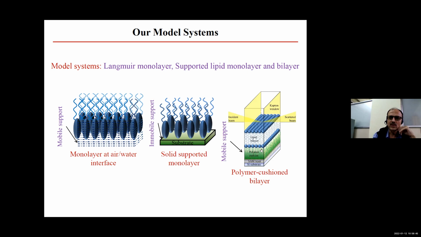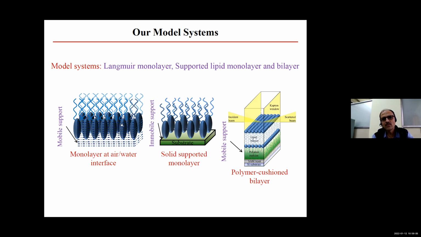Whereas if you deposit this thing on a polymer cushion, it's a soft target. So basically you can maintain some sort of flexibility or transmissibility. So basically these are the model systems that I have worked on.